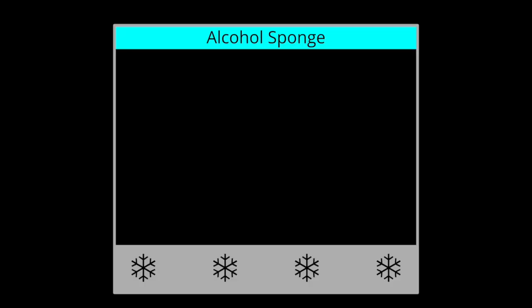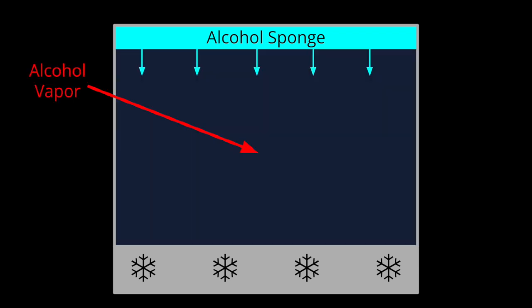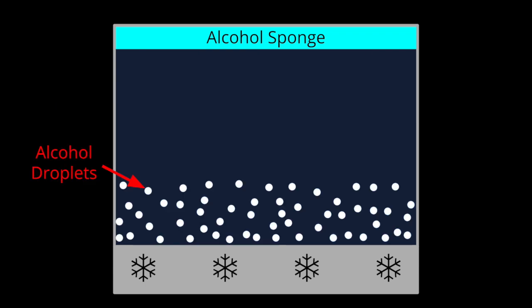A typical cloud chamber is a sealed container with an alcohol-soaked sponge on top and a cold plate on the bottom. Alcohol evaporates off of the sponge and mixes with the air. As the alcohol diffuses downward, it encounters colder air, which can't hold as much alcohol vapor. This causes some of the vapor to condense into a cloud of liquid droplets.